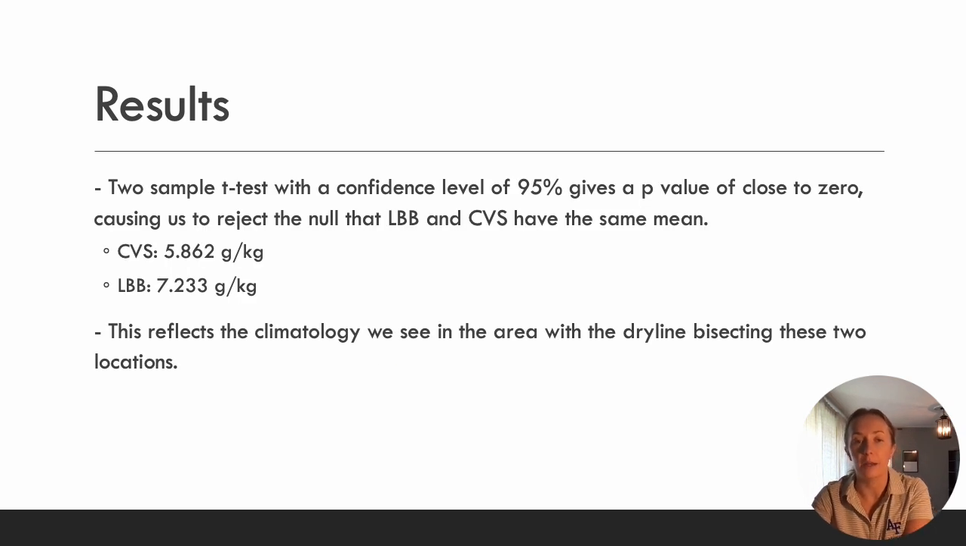All right, so in order to determine if the difference between Cannon Air Force Base and Lubbock International was significant, I did a 2-sample t-test with a confidence level of 95, which gave me a p-value of really, really close to 0, causing us to reject the null that Lubbock and Cannon have the same mean of specific humidity. And you can kind of see I listed out the means. Cannon sits around 6 and Lubbock sits around 7. This reflects what we've seen.